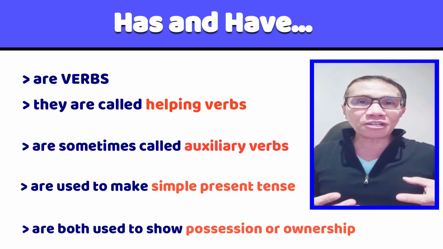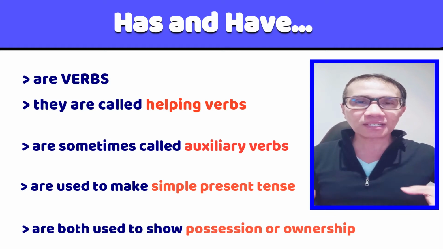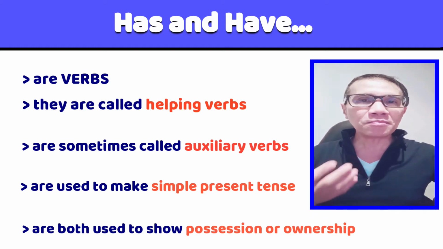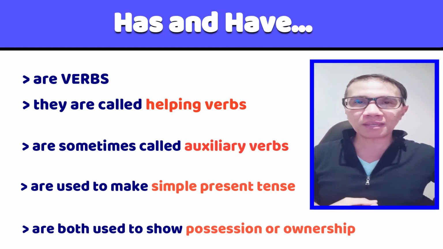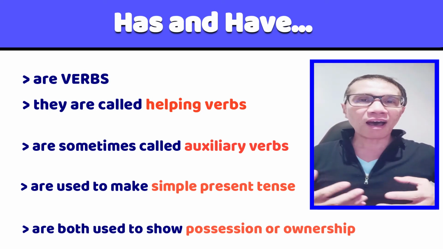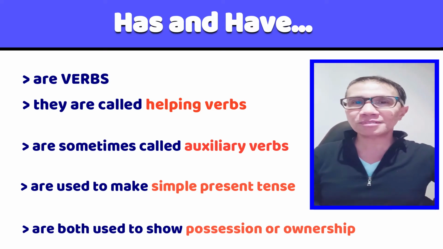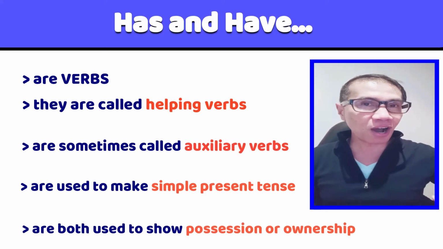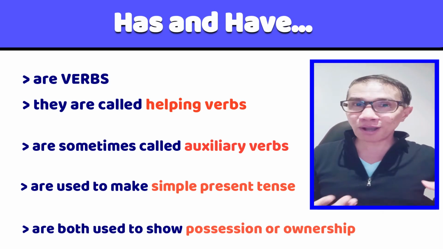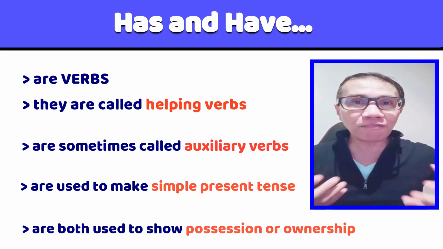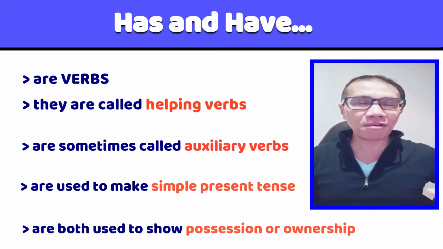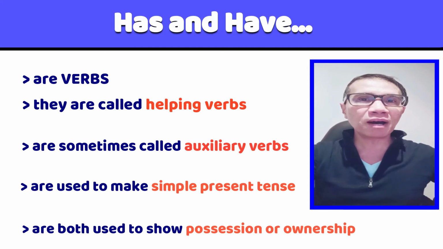Has and have are used to show possession. What does it mean? It means that you own something or you have something. For example, I have a house. I own a house. I have a car. I own a car. I have a phone. I own a phone. That's what it means by possession.